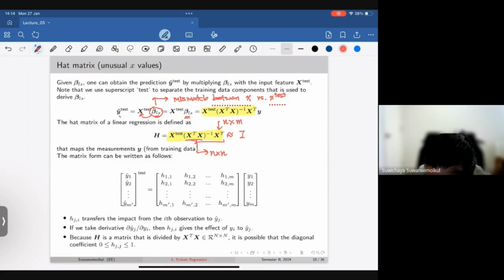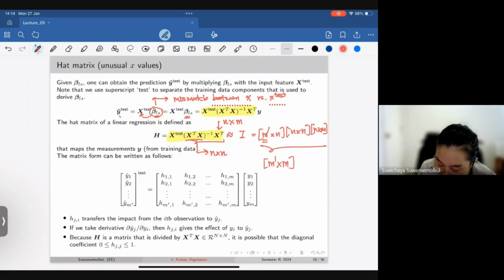And therefore, X test would be something like M prime, which is the number of testing samples, times N. Then you have N times N as a dimension, and N times M. Altogether you will have a new matrix of size M prime times M, this H matrix. So it doesn't matter what your testing is, as long as it shares the same feature dimension as your training, you can compute this relationship, which is what we call the hat matrix.